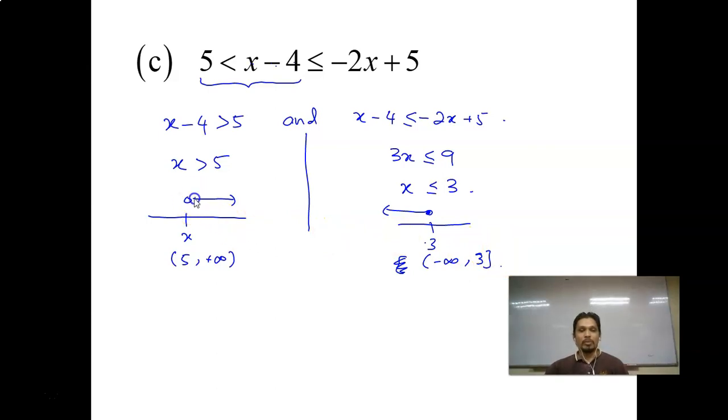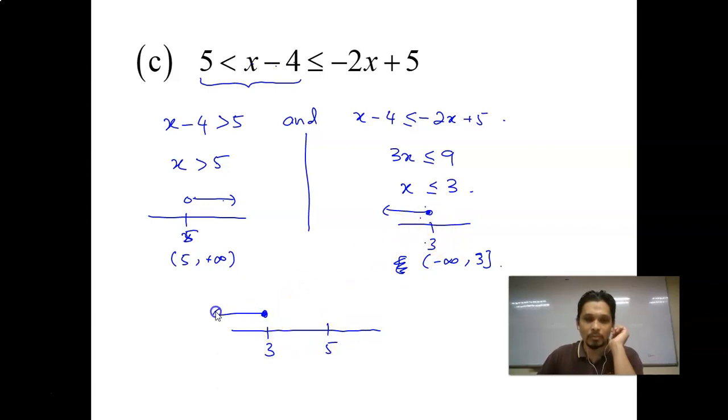Now we bring these two solutions, half and half, into one number line, and we are going to find the final solution. This is 5, and this is 3. So less than or equal to 3, greater than or equal to 5. My question to all of you: do you find any section where these two lines intersect each other? No, right? So what is our conclusion then?